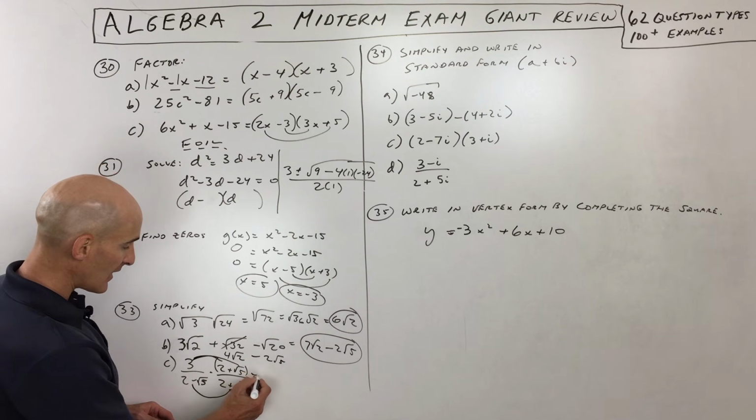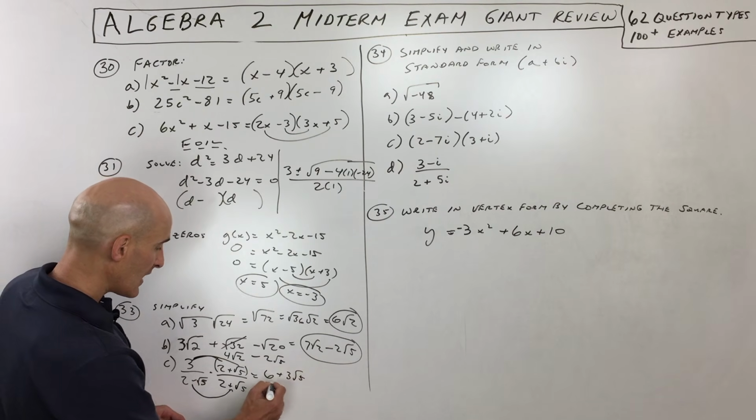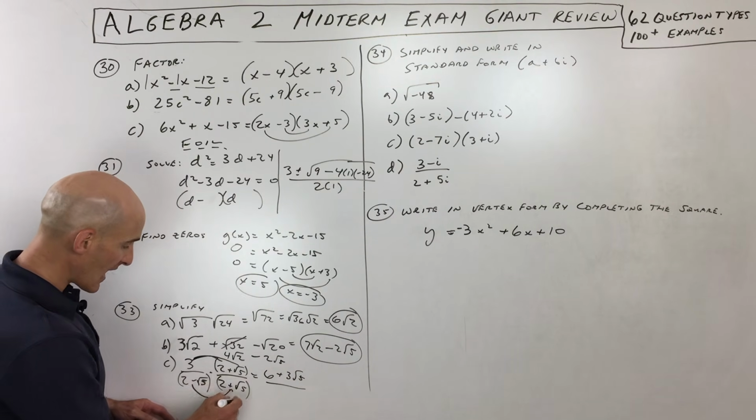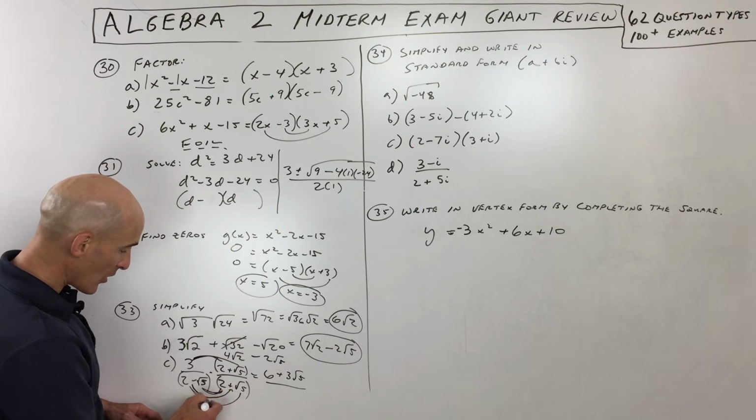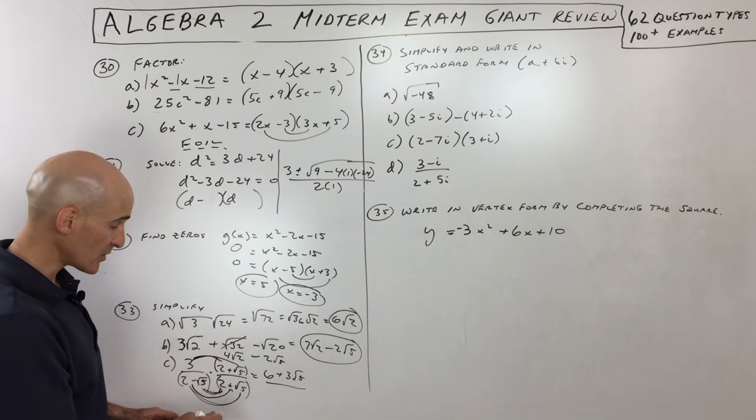So let's go ahead and simplify. We get 3 times 2 is 6. 3 times root 5 is 3 root 5. In the denominator, what's interesting about multiplying by the conjugate is that the inside and the outside terms cancel. So negative 2 root 5 and positive 2 root 5 cancel. We just get a first and a last.